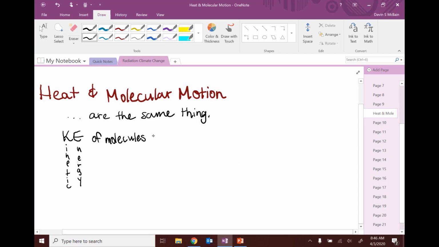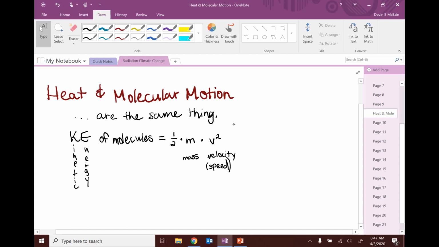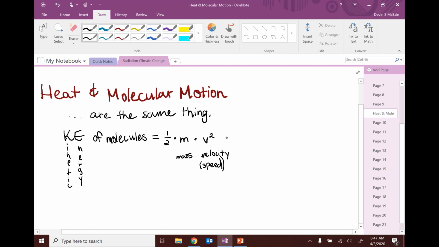The kinetic energy of molecules, from physics, we learned that we can calculate it by finding 1/2 multiplied by the mass of whatever the object is, multiplied by the velocity, which is a fancy word for speed, squared. All right, so 1/2 mv squared is equal to an object's kinetic energy, whether that object be a large object like you or I, or whether it be a small object like a single molecule of carbon dioxide from our breath.